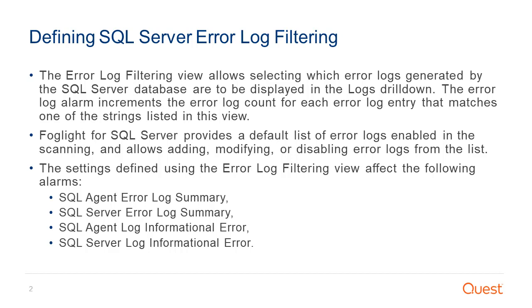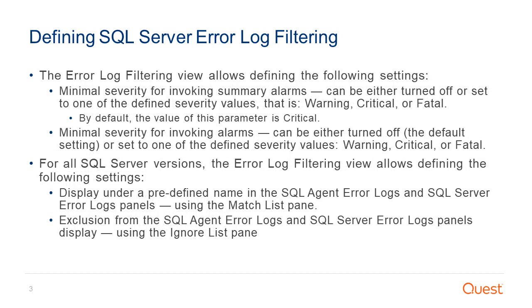The settings defined using the error log filtering view affect the following alarms: SQL Agent Error Log Summary, SQL Server Error Log Summary, SQL Agent Log Informational Error, and SQL Server Log Informational Error. For details, see the Alarms chapters for the Foglight reference guide. The error log filtering view allows defining the following settings.